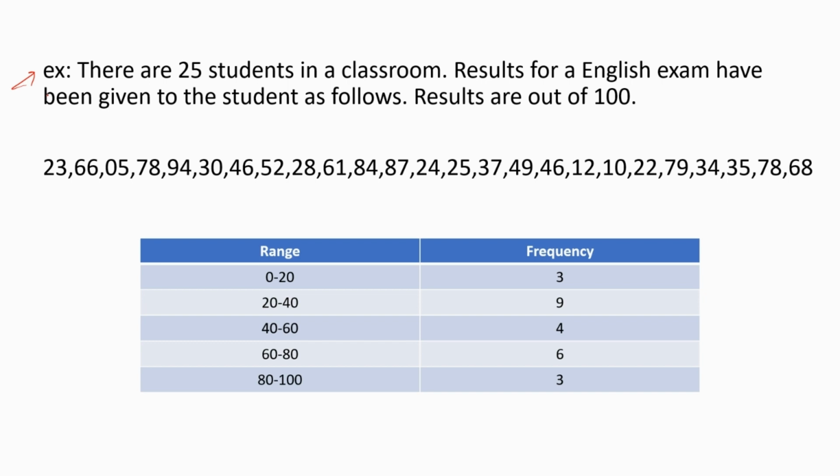There are 25 students in a classroom. Results for an English exam have been given to the students as follows. Results are out of 100, which means this 23 is out of 100. So these are the ungrouped data. As you can see, it is really difficult to get meaning out of these data. So what we do is we group this data as follows, like in this table.